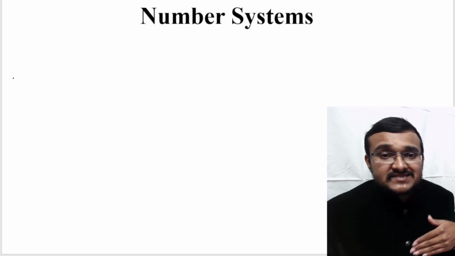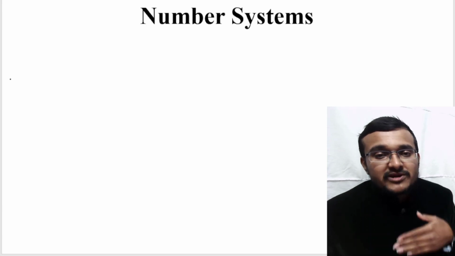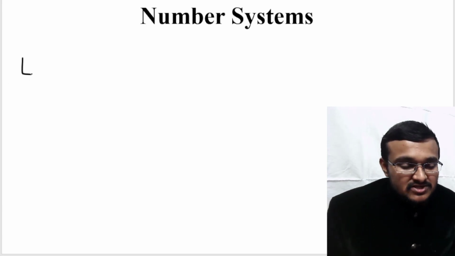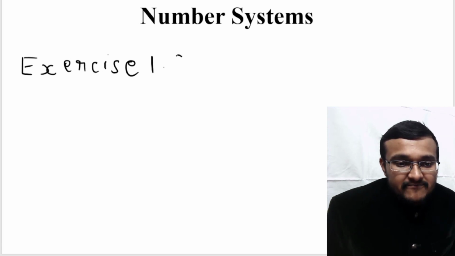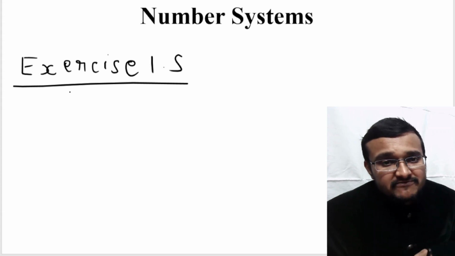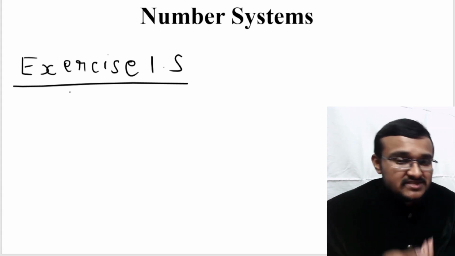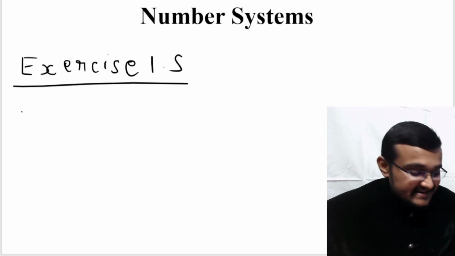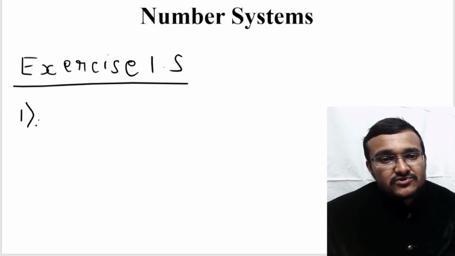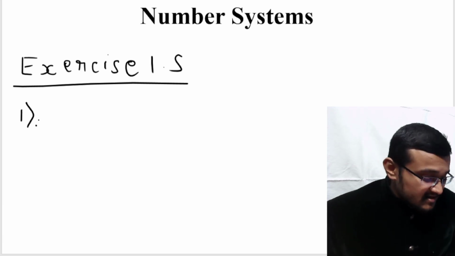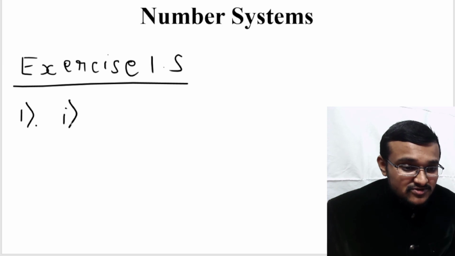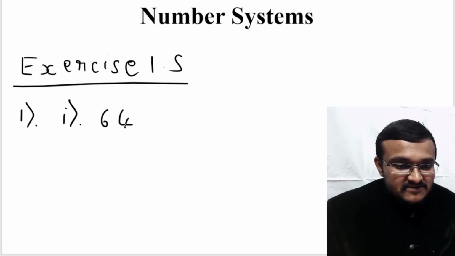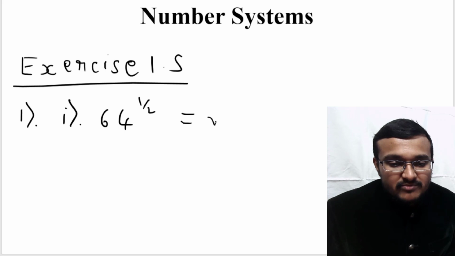Now I will try to solve exercise 1.5. If I solve exercise 1.5, you can easily understand example 20. So first I will solve exercise 1.5 questions. Now in this exercise 1.5, let us look into the first question. Here you have to calculate the values for the given terms. Coming to the first question, here you have 64 power 1 by 2. So 64 power 1 by 2 is nothing but square root of 64, that is nothing but 8.